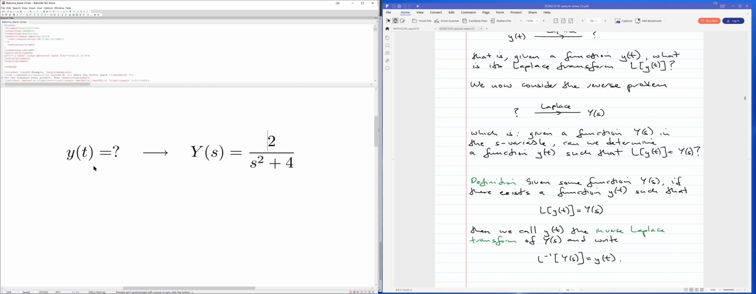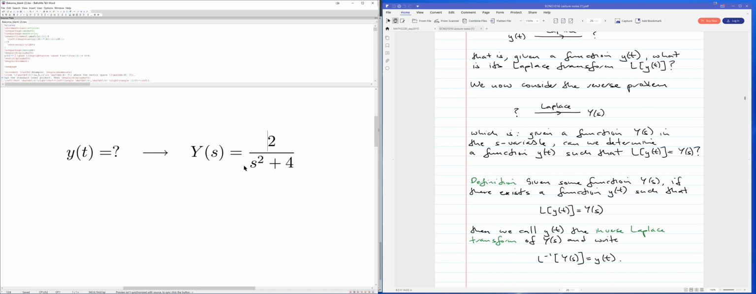So I need to figure out what y of t is on this left-hand side. If you have a function of s and you can in fact figure out what the y of t is, then you call this y of t the Laplace inverse of y of s. This is the y of s over here, and if you can figure out what the y of t is, then that y of t is called the Laplace inverse of this 2 on s squared plus 4. And your notation is this.